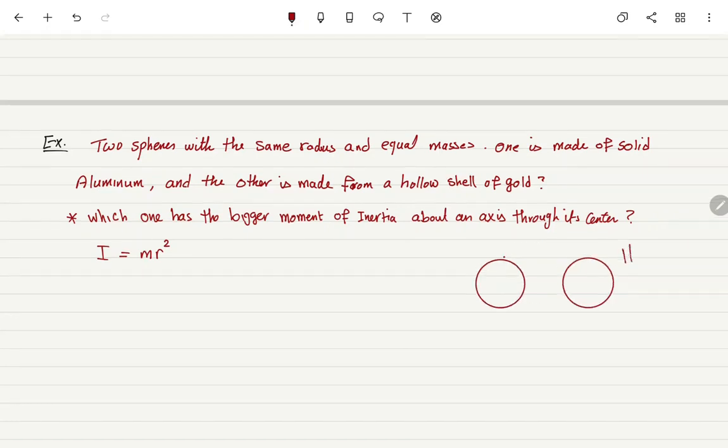This is the hollow sphere, and this is the solid sphere. Notice that the mass of the hollow sphere is located away from the sphere center. In this case, the moment of inertia for the hollow sphere will be higher than the moment of inertia of the solid sphere. The hollow sphere will have a higher moment of inertia because the mass is located further from the center.